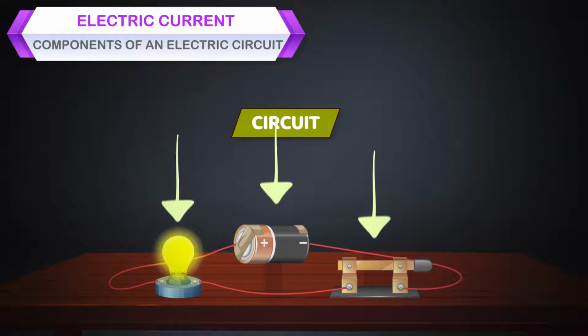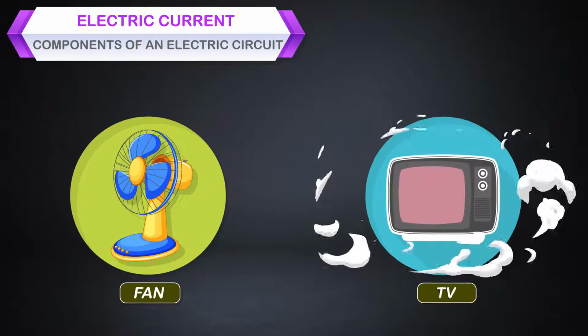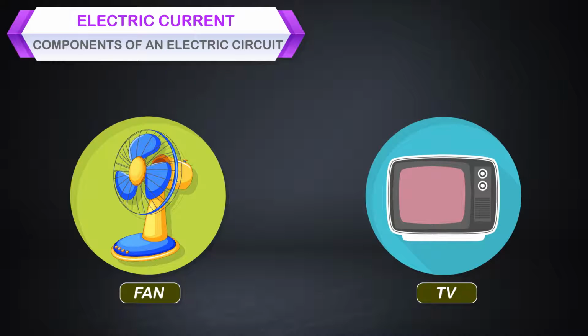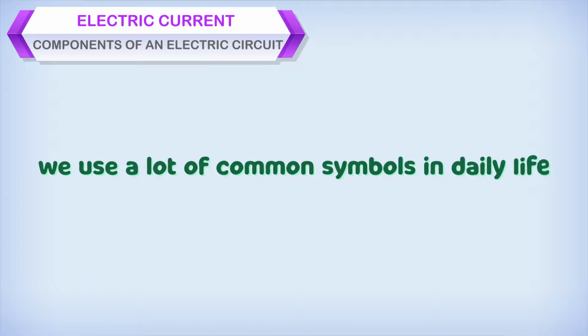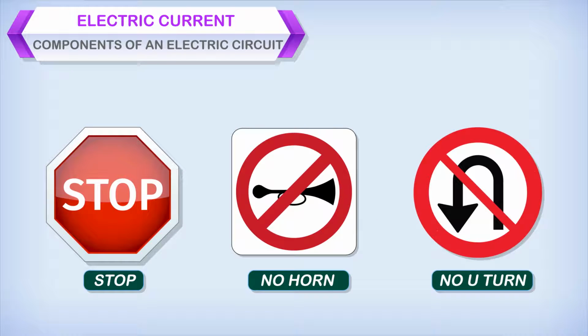However, it is not easy to show various components such as a fan or a TV in a circuit as it is time consuming. So, we use symbols instead. Children, we use a lot of common symbols in daily life such as a stop symbol, no horn symbol, and a no U-turn symbol. When you see these symbols, you will immediately understand what they represent.